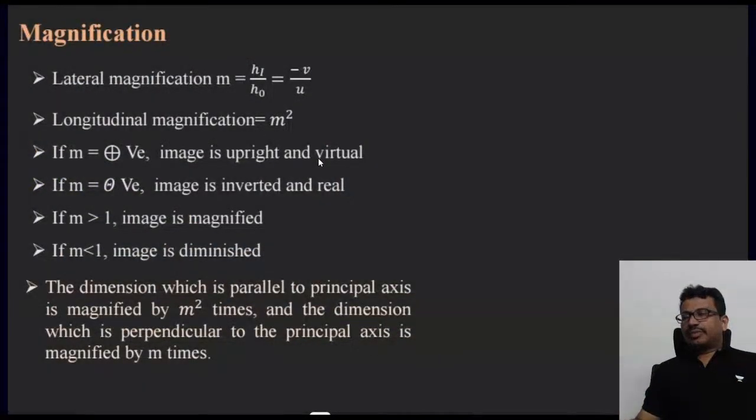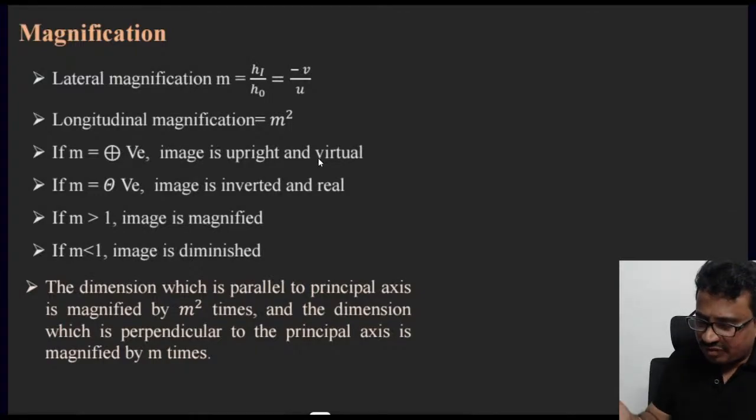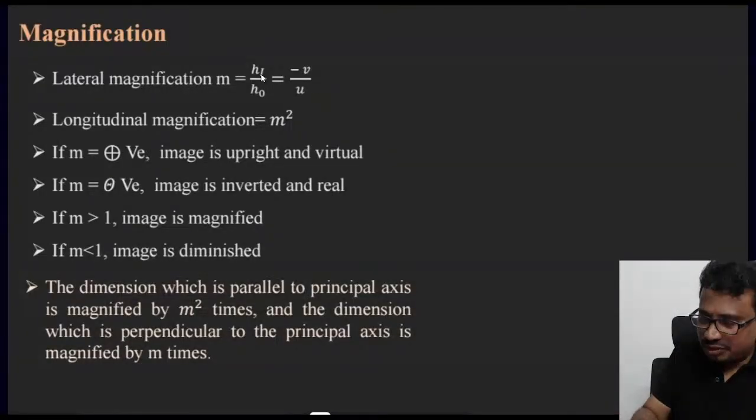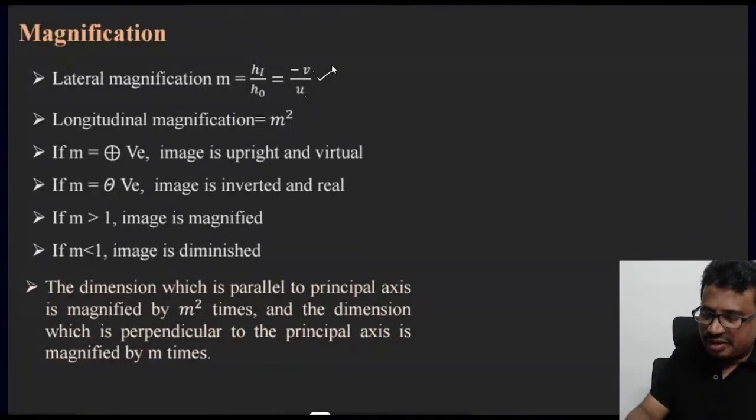And we have seen about the magnifications. So magnification in the case of mirrors is given as what? This is lateral magnification, height of the image by height of the object, which is given as minus v by u. v is the image distance, u is the object distance. That is the lateral magnification.